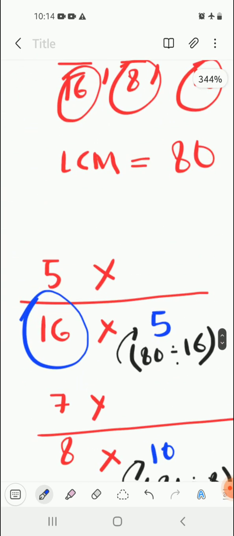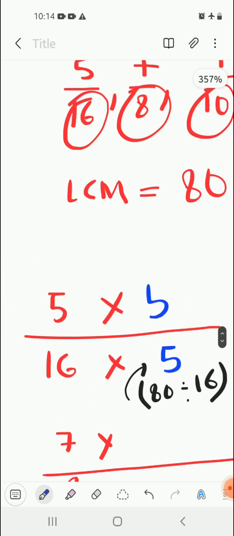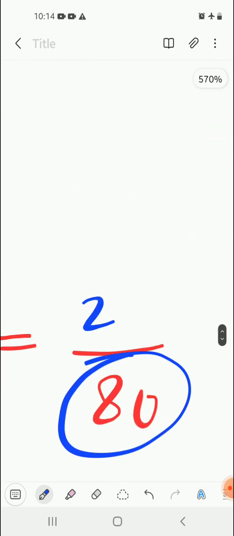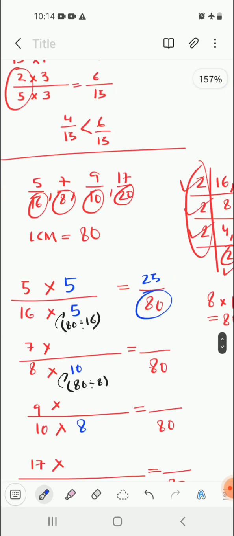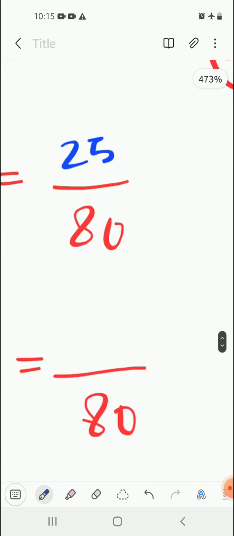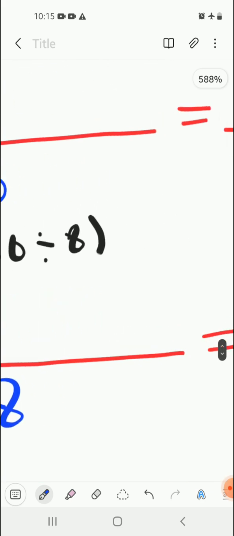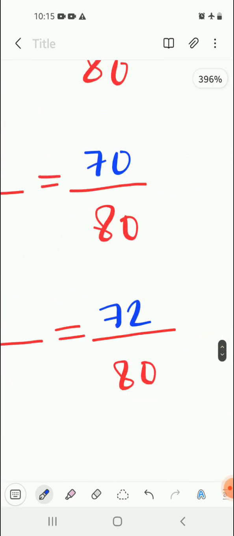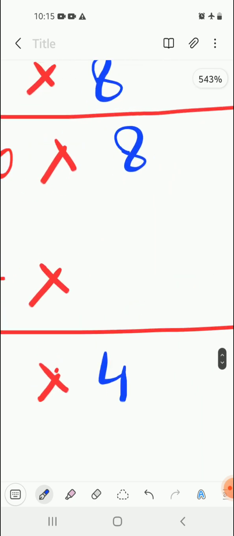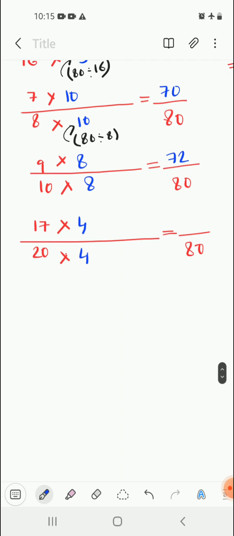Now see, in the first fraction, we have multiplied the denominator with 5. So we'll do the same with the numerator. So 5 into 5, it becomes 25. In the next case, we are going to multiply it with 10. So 7 into 10, we get 70. And in the third case, we are going to multiply it with 8. So we get 9 into 8, 72. And in the fourth fraction, it is 20 into 4. So do the same with the numerator, 17 into 4. We'll write down the table of 17 into 4, which is 68. So we're going to write it here.